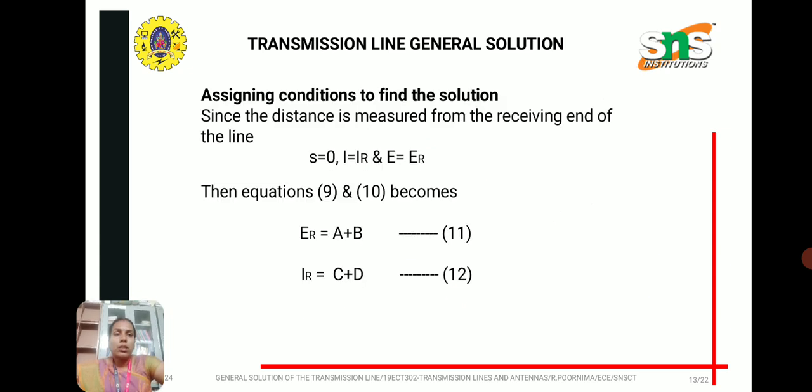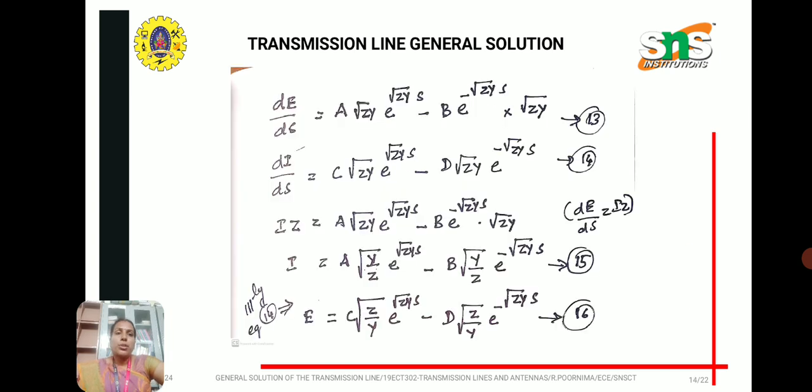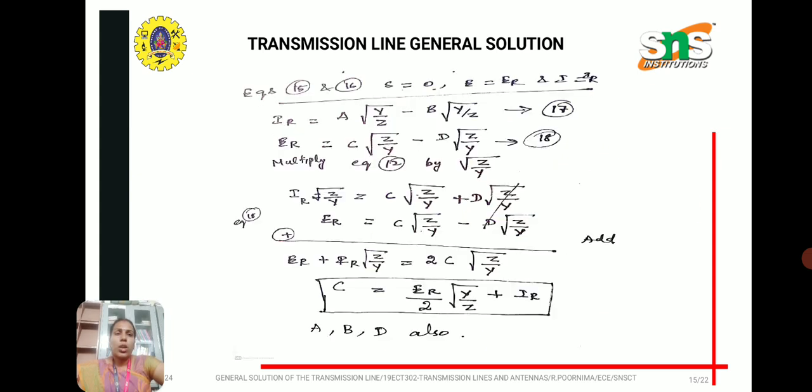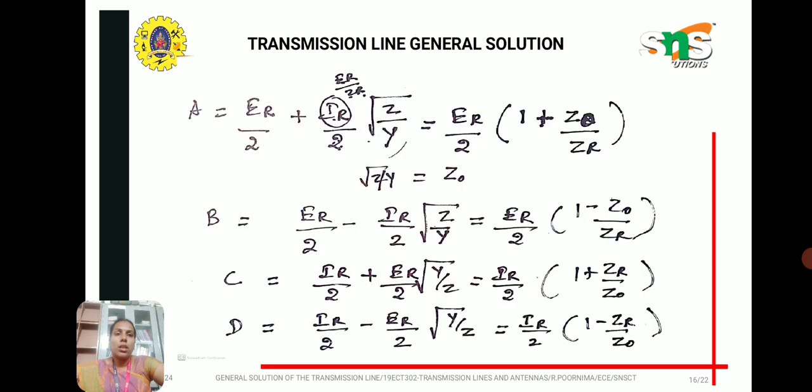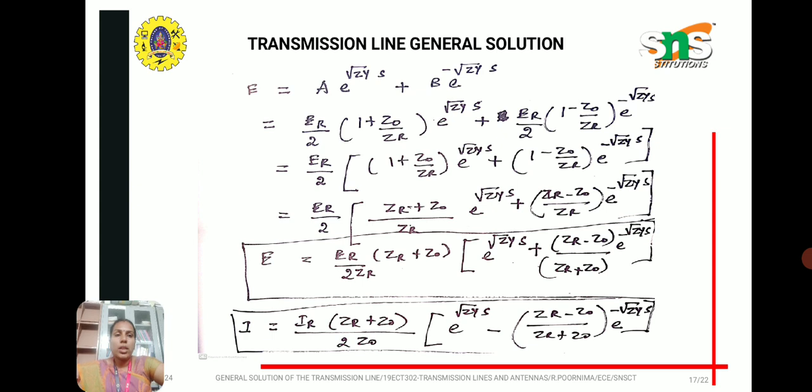To calculate the receiving end parameters, S is equal to 0 at the receiving end, so I equals IR and E equals ER. We substitute this condition in the previous equations, so ER equals A plus B and IR equals C plus D. Using these relations, E and I are calculated. This is one form of general solution, where we get the A, B, C, D values to substitute for the arbitrary constants. These four constant values are substituted in the voltage and current equations.